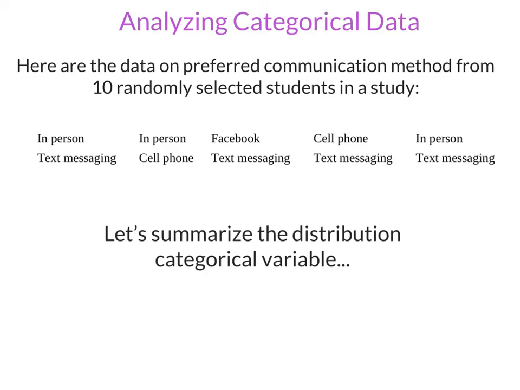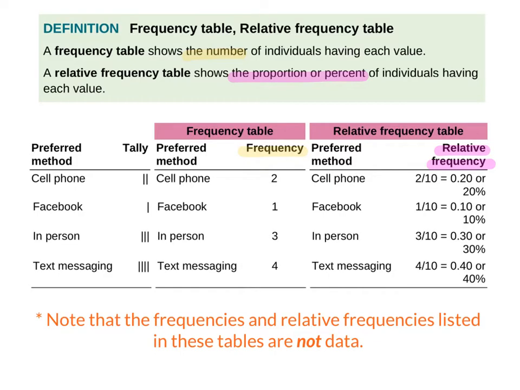I know, you're excited. Hold your horses. So we've seen a table already, but I want to talk about two different kinds of data tables and how you can represent that data. So these are both what we call frequency tables. One of them is just a straight up frequency table, and that shows the number of individuals having each value. So for example, the number of people who said cell phone was 2, Facebook was 1, etc.